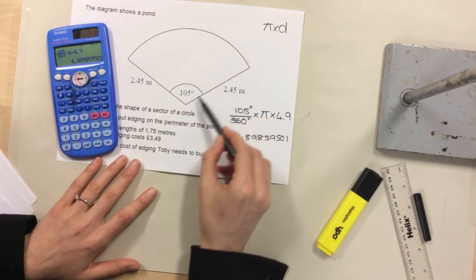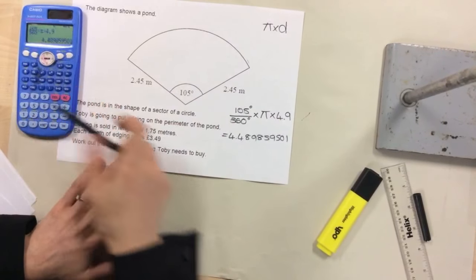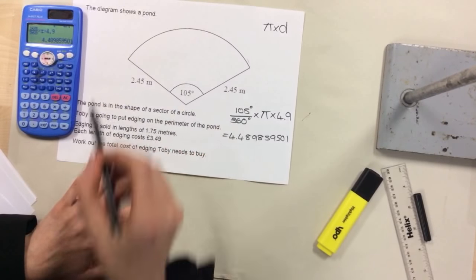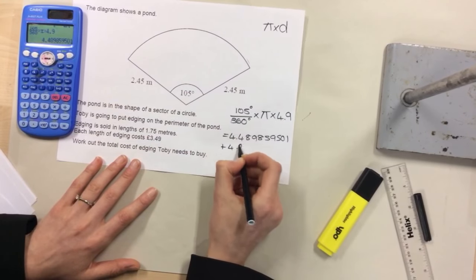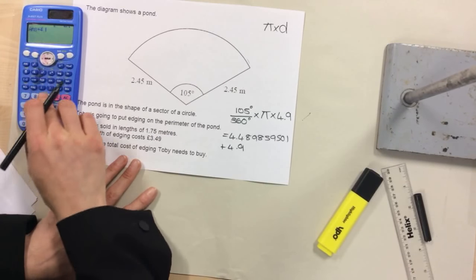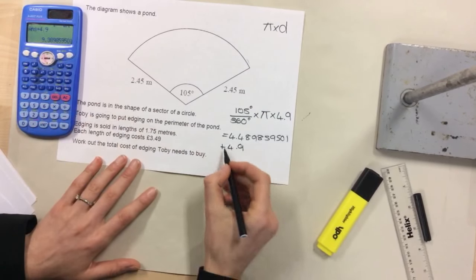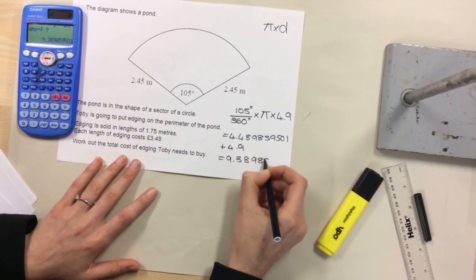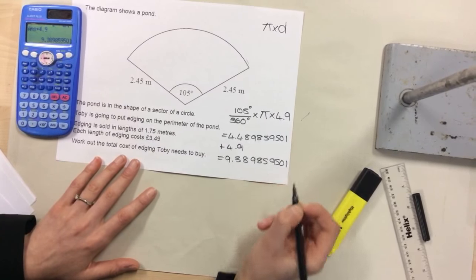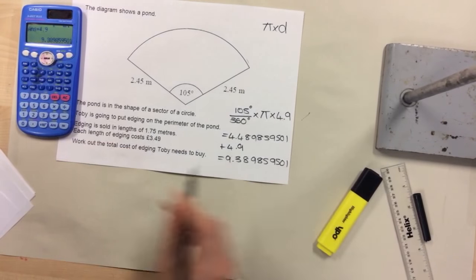Now, the thing is with this, I've got to remember that that's my arc length, but I need the full perimeter. He wouldn't want to just fence his arc length now, would he? Okay, so I need to add these two straight edges back on. So I need to add another 4.9 to that. So when I add 4.9, it gives me 9.389859501. Okay, and that's how many meters.